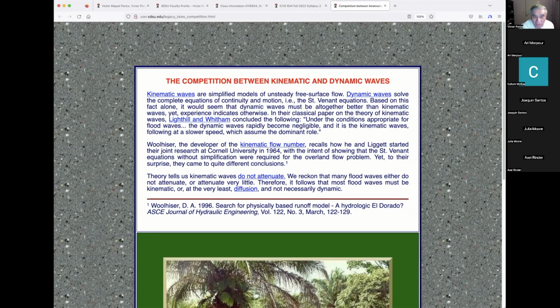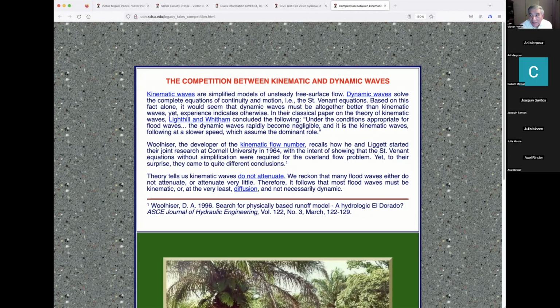Kinematic waves are simplified models of unsteady flow. Is that a true statement? Yes, they are simplified. That doesn't mean that they're inaccurate. Simplification doesn't mean inaccuracy. It may well be reproducing the actual conditions in nature, right? Dynamic waves solve the complete equations of continuity and motion. That is the Saint-Venant equations. In 1849, Barré de Saint-Venant, a Frenchman, developed the Saint-Venant equations. And to this day, the Saint-Venant equations are respected and considered the most complete equations of unsteady open channel flow.